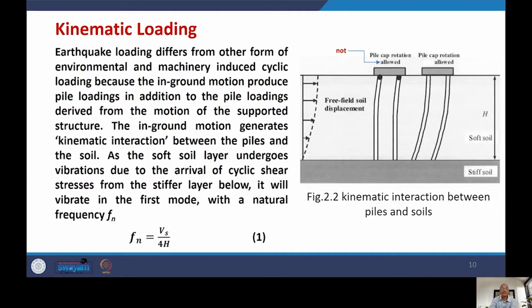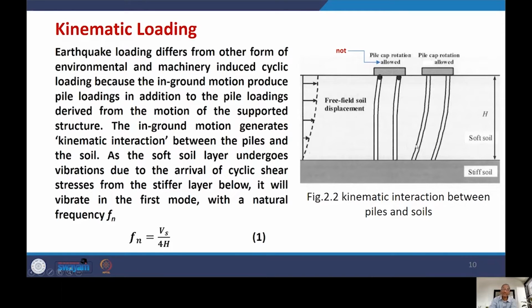Because the in-ground motion produces pile loadings in addition to the pile loadings which are derived from the motion of the supported structure. And the in-ground motion generates kinematic interaction between the piles and the soil. As the soft soil layer undergoes vibration due to the arrival of cyclic shear stresses from the stiffer layer below, it will vibrate in the first mode with a natural frequency Fn, which is given by the relation in equation number one. In this equation, Vs is the shear wave velocity of the soft soil layer and H is its thickness. It is assumed that this layer is fixed at the base while determining this natural frequency.